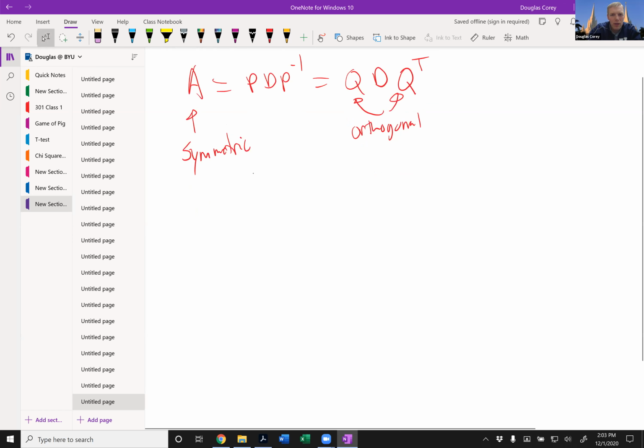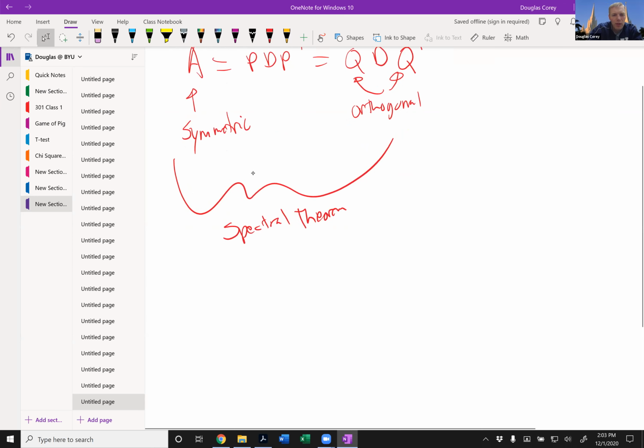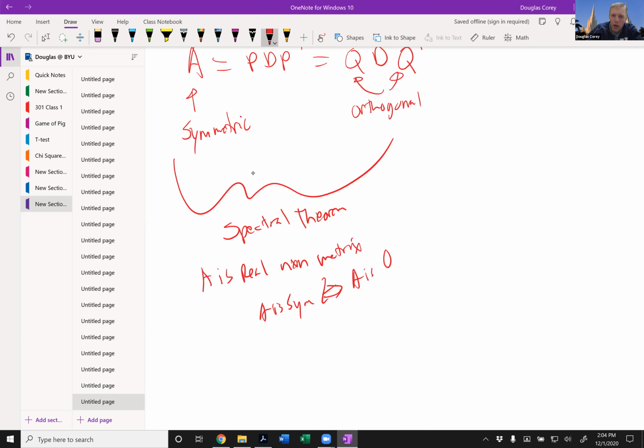This is called the spectral theorem. And the spectral theorem says if A is a real n by n matrix, then A is symmetric if and only if A is orthogonally diagonalizable.